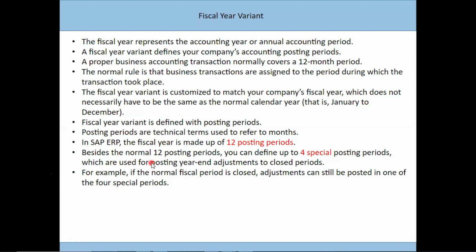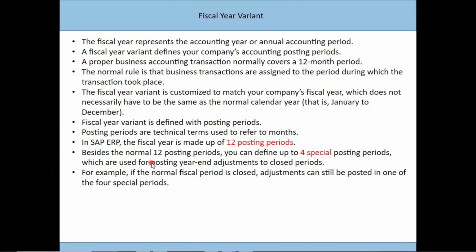Remember that in SAP, months are treated as periods. Month is treated as a period. So fiscal year variants define your company accounting posting periods. A proper business accounting year normally covers 12-month periods, right? Basically, we know that in a calendar there are 12 months, so obviously we have 12 periods in a fiscal year.